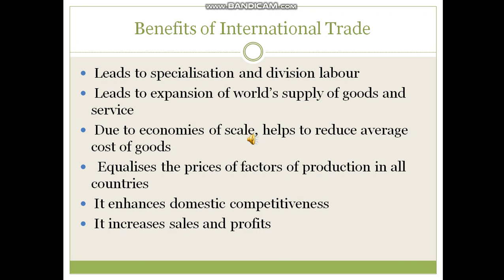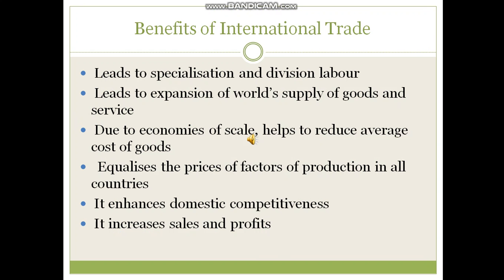These are the major benefits of international trade. International trade leads to specialization and the division of labor, leads to expansion of world supply of goods and services. Due to economies of scale, it helps to reduce the average cost of goods produced, and international trade equalizes the prices of factors of production in all countries. It helps to equalize the price of products. Beyond that, it equalizes the prices of factors of production in all countries.